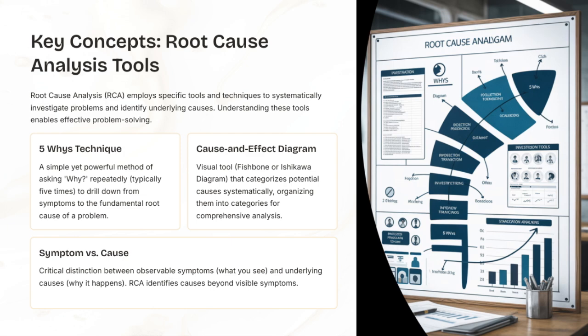This tool categorizes potential causes into different groups, making it easier to organize our thoughts and analyze all possible factors comprehensively. Another powerful method is the 5 whys technique. This involves asking why repeatedly, usually 5 times, to peel back each layer of the problem. With each answer, we get closer to the fundamental root cause, rather than just addressing the symptoms.